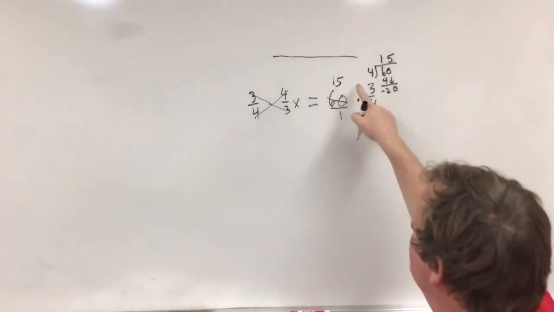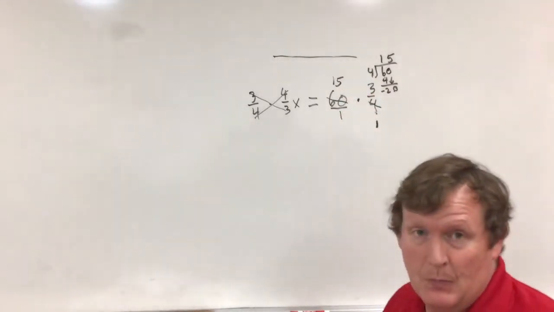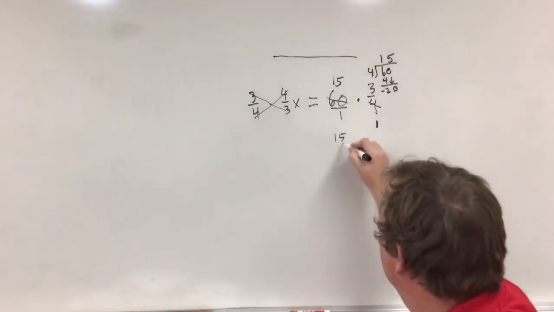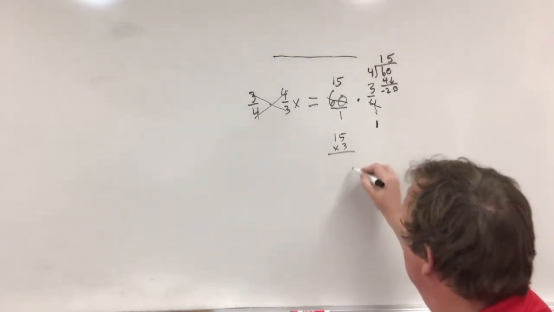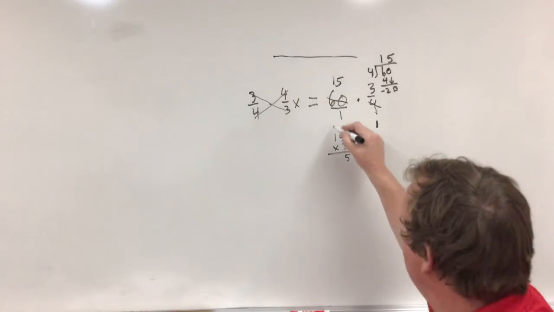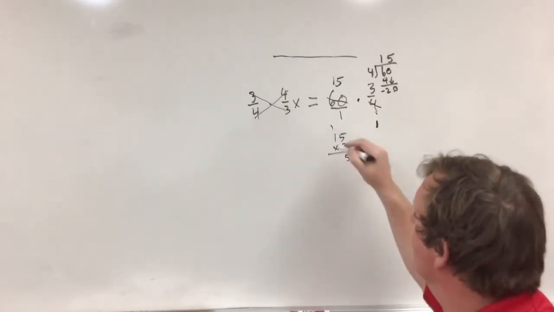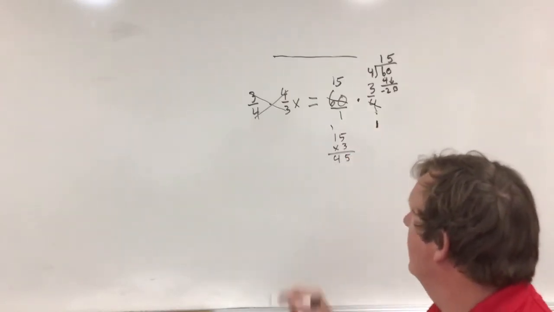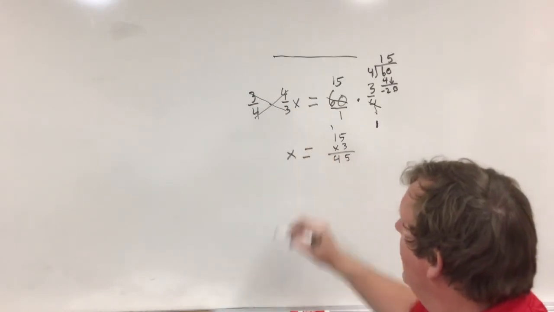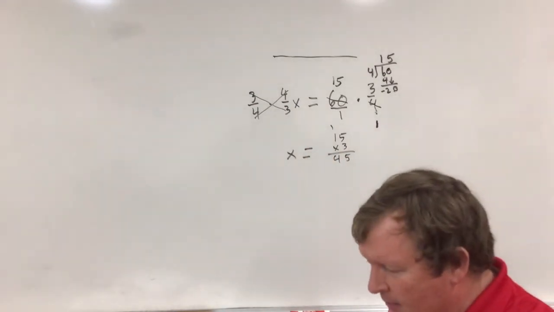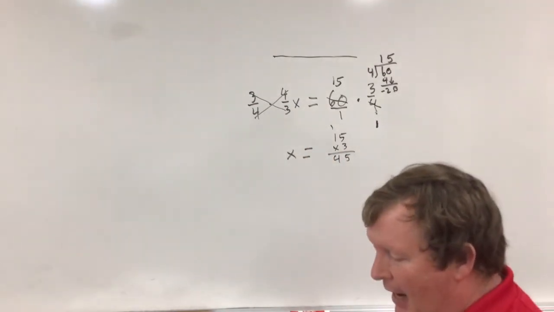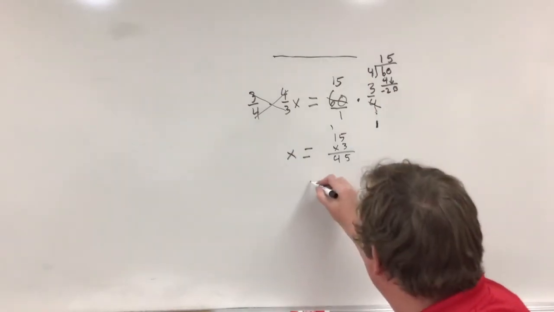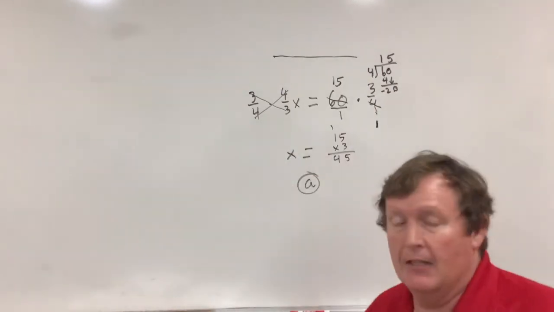Now we got to take 15 times 3. 3 times 5 is 15. 3 times 1 is 3 plus 1, 4. So in this situation, x equals 45. So go down and find out which letter has 45. And by golly, letter A does.